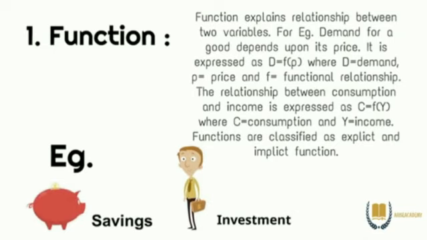Function explains the relationship between 2 variables. For example, demand for a good depends upon its price. It is expressed as D = f(P), where D is demand, P is price, and f is the functional relationship. The relationship between consumption and income is expressed as C = f(Y), where C is consumption and Y is income. Functions are classified as explicit and implicit functions.